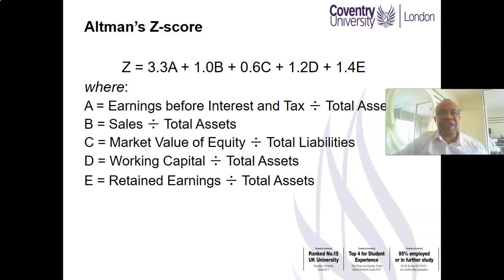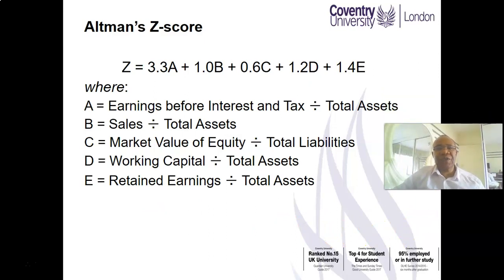So in that calculation, Z equals 3.3A plus 1.0B plus 0.6C plus 1.2D plus 1.4E. Where A is the earnings before interest and tax divided by total assets. So you calculate this ratio, earnings before interest and tax divided by total assets, and you multiply that by 3.3. B is the sales divided by total assets. Once you've calculated that figure, you multiply it by 1, which is the same.